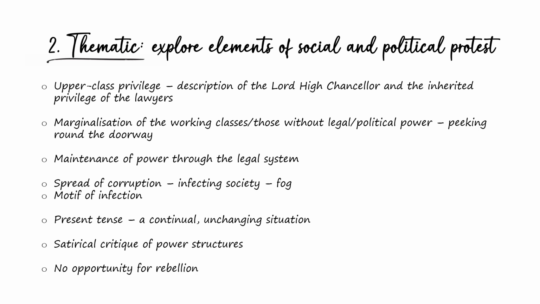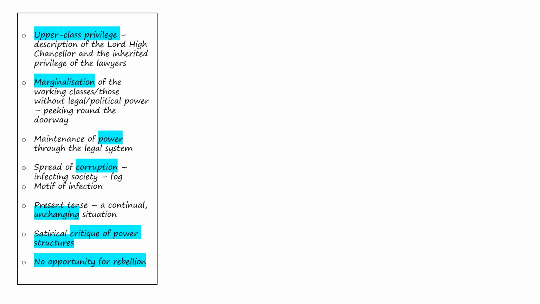No opportunity for rebellion in the text. So I've got ideas, and then the next thing I'm going to do is just use a highlighter to go through and pick out the key ideas. You can see here that I've highlighted upper class privilege, marginalisation, power, corruption, unchanging power, no rebellion. And these are going to help me to create that backbone, that thread of my essay.